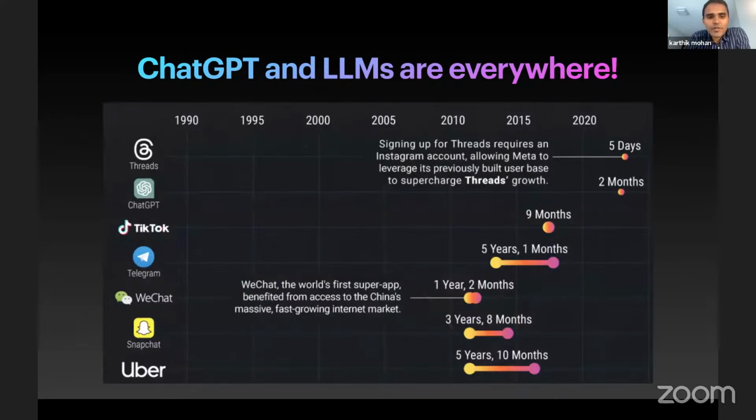This is an infographic I pulled up from the web, showing the duration of time it takes to hit 100 million subscribers for different companies. For example, at the bottom you see Uber took 5 years to get to 100 million subscribers. TikTok, which is more viral, a video platform, took 9 months. ChatGPT only took 2 months, only to be beaten by Threads of Meta that took 5 days. But 2 months to get to 100 million users is phenomenal.